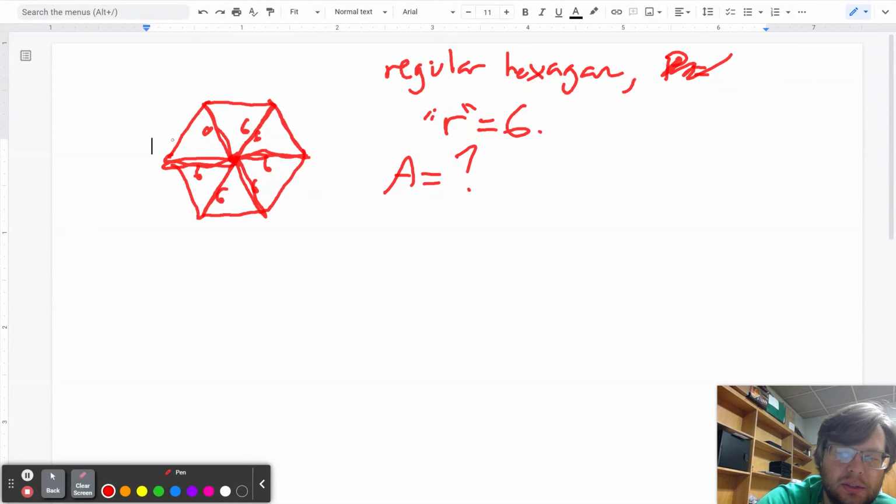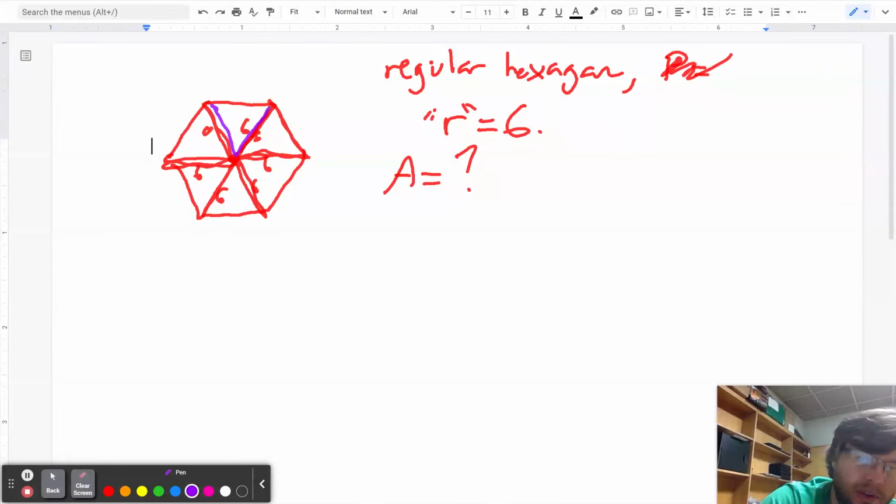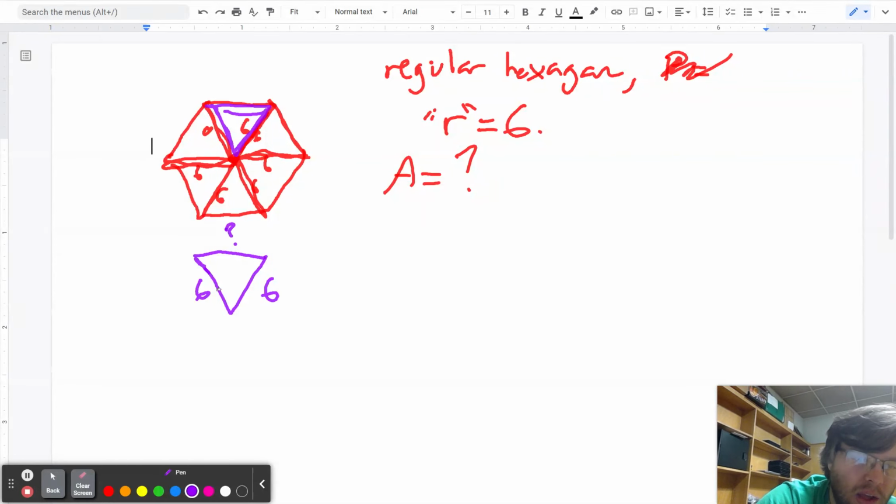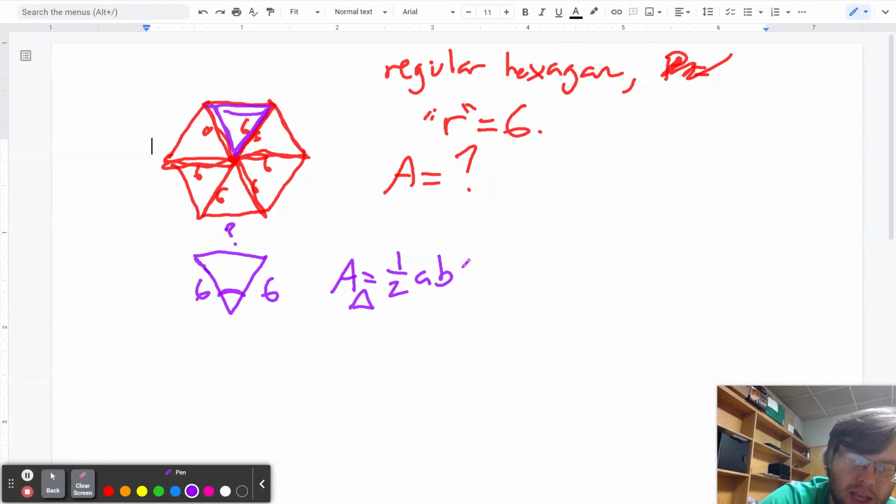And so what I'm going to do is find the area by finding the area of one of these triangles and then multiplying it by 6. So if I focus on one of these triangles right here, I know that it goes 6 and 6. I don't know what this length is, but I don't think I really need it. If I know this angle right here, then I can use the area of my triangle, which is 1/2 AB sine of C, the angle C. So we need to figure out what this angle is.